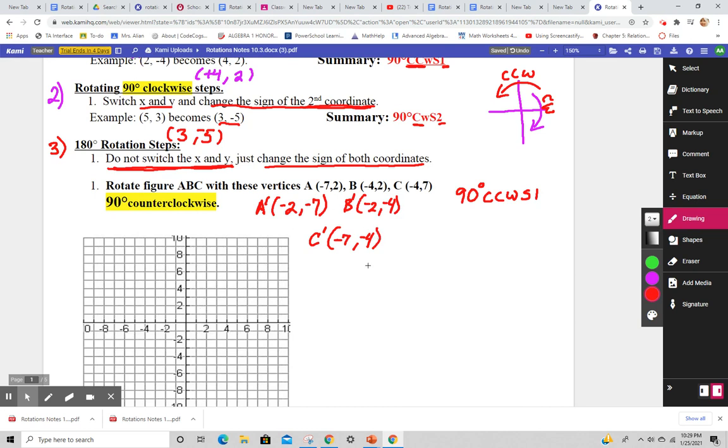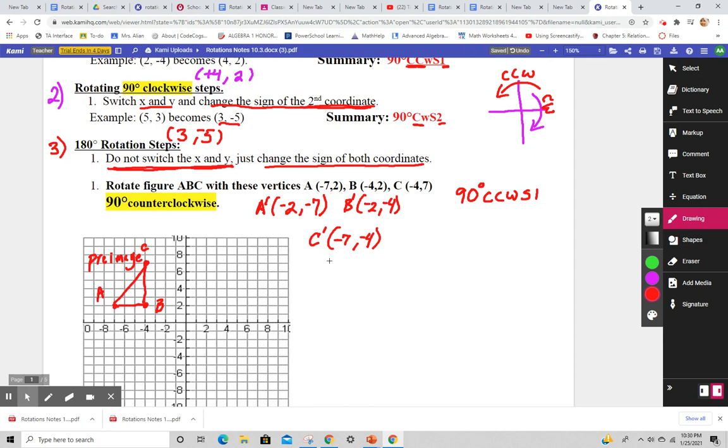All right, let's plot the pre-image first. A is located at -7 up 2. This is A. B is located at -4 up 2. And C is located at -4 up 7. C. Okay, so now we're going to go ahead and plot these points. This is the pre-image.